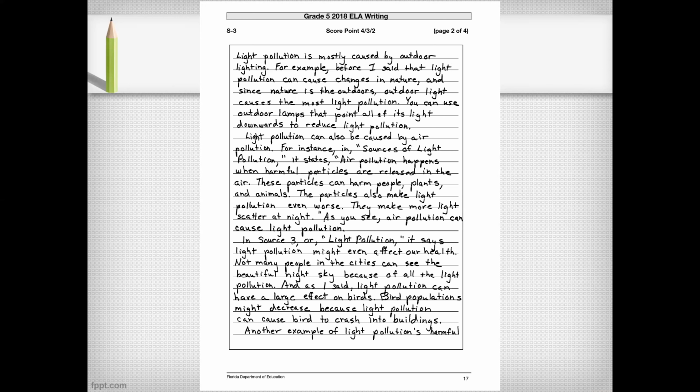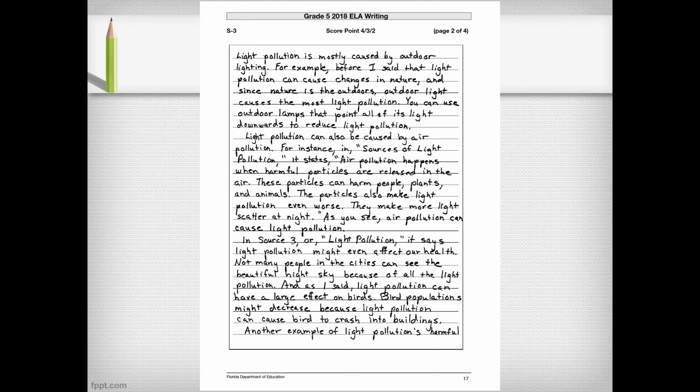Light pollution can also be caused by air pollution. For instance, in Sources of Light Pollution, it states air pollution happens when harmful particles are released in the air. These particles can harm people, plants, and animals. The particles also make light pollution even worse. They make more light scatter at night. As you see, air pollution can cause light pollution.